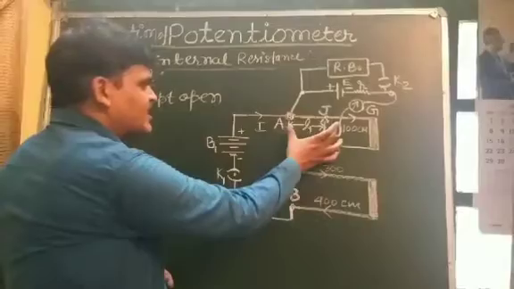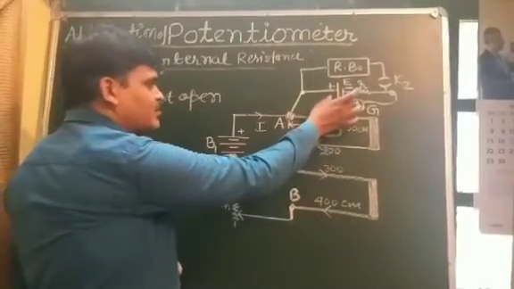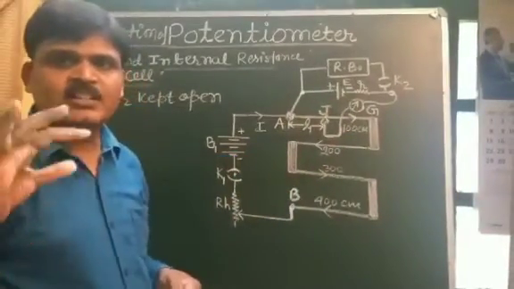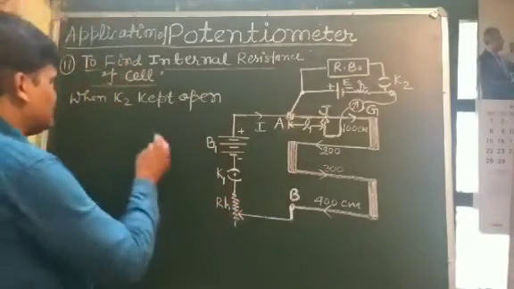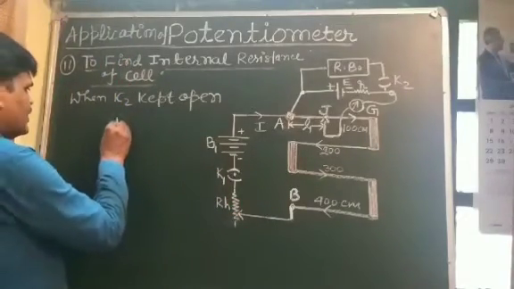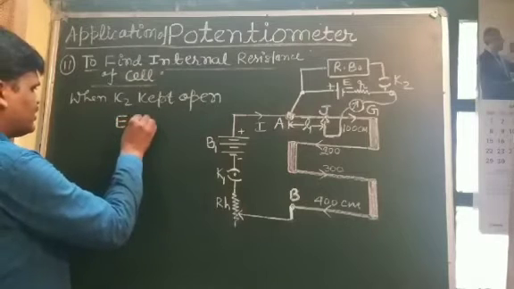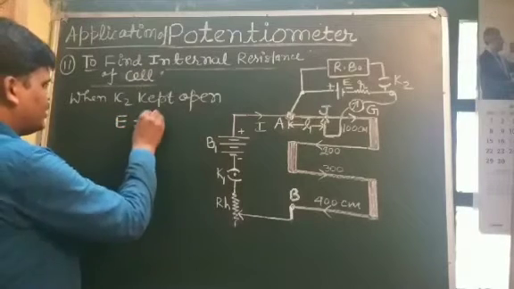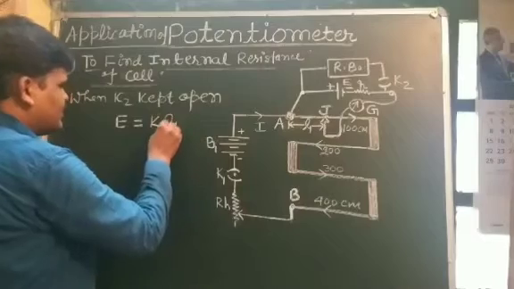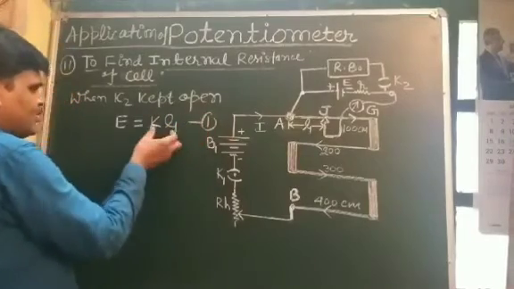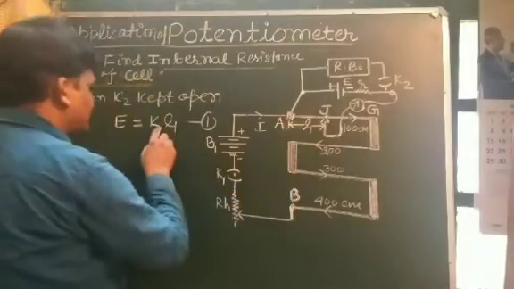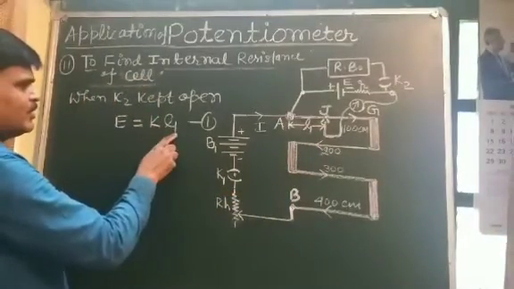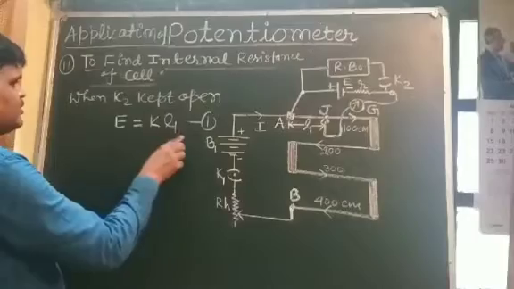So the potential difference is equal to the EMF of the cell, and if K is the potential gradient along the length of the wire, then in this case we can write E, not E1, because we have used a single cell. E equals KL1, the potential difference across length L1. So this is equation 1.